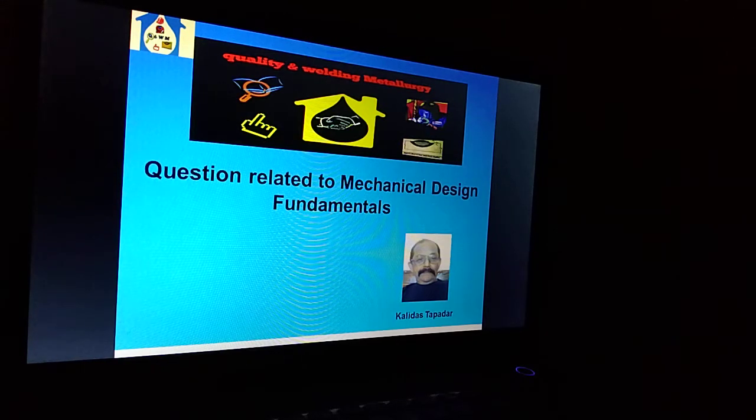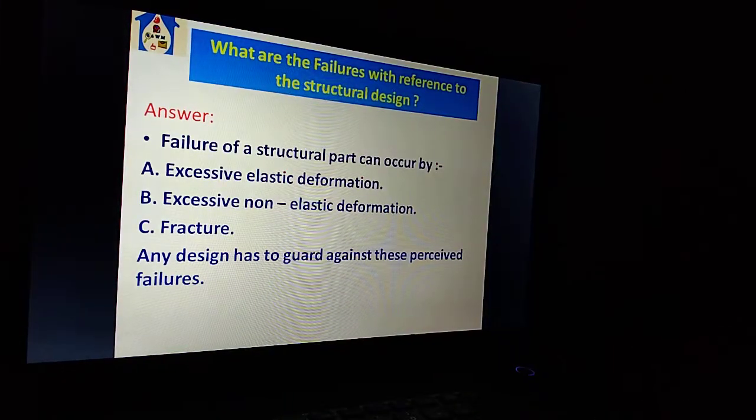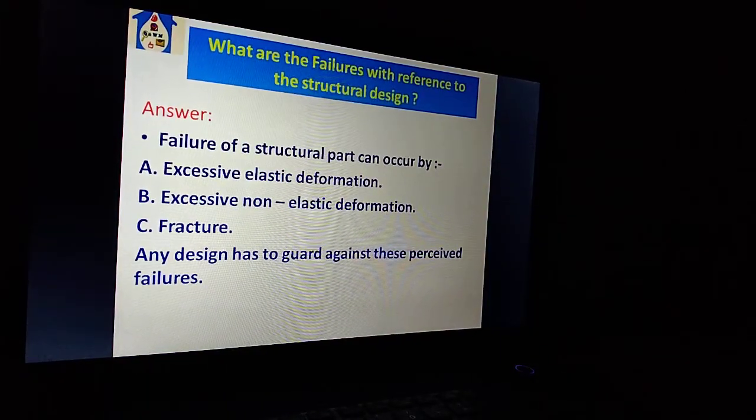Today we are discussing a question related to mechanical design fundamentals. What are the failures with reference to the structural design? Answer: failure of a structural part can occur by A, excessive elastic deformation, B, excessive non-elastic deformation, C, fracture. Any design has to guard against the perceived failure.